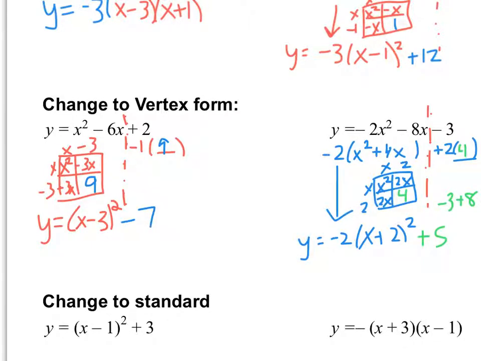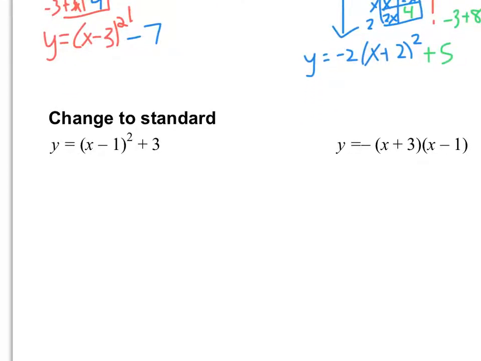Changing to standard form just means multiply that stuff out. But we need to be careful. When you see the squared, we need to draw our literal square and multiply that. That was horrible. More than normal. There we go. Multiply that out using our box.